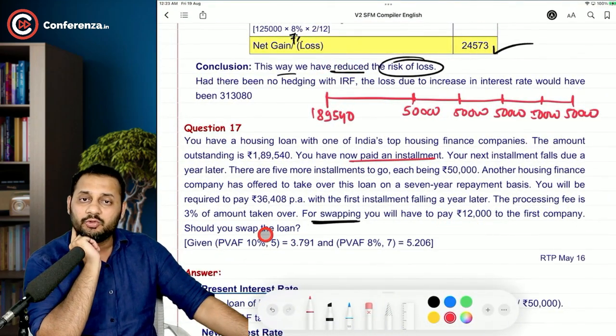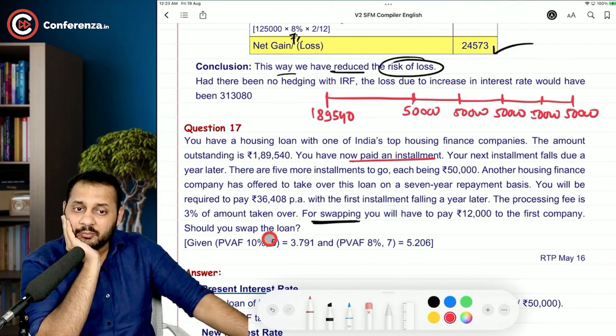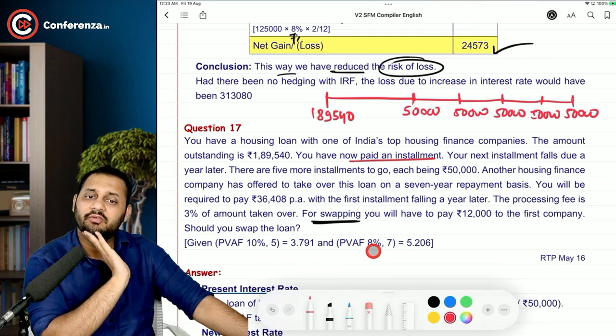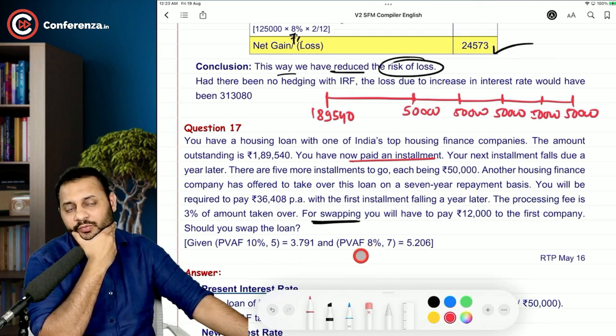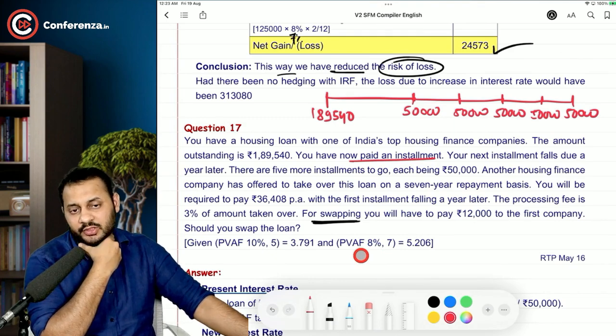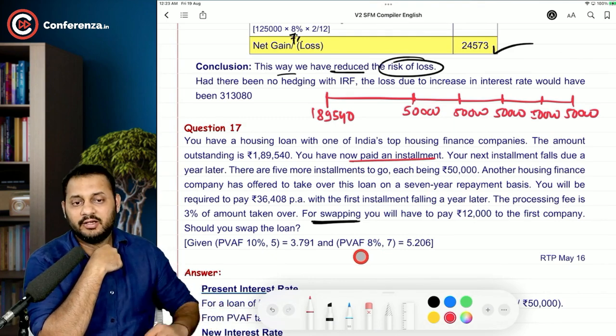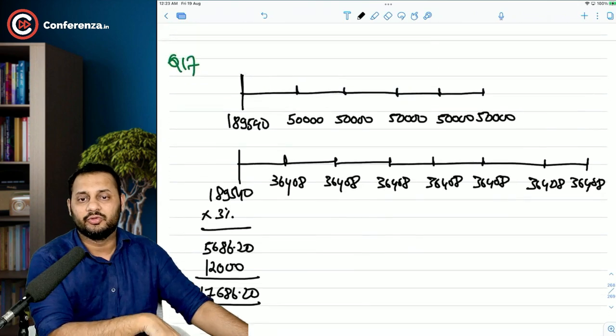Should you swap the loan? How will you decide? The present value annuity factor of 10% is given to you. Present value annuity factor of 8% is also given to you. What are you going to do? It's very simple, sir. Find out the interest rate in both.